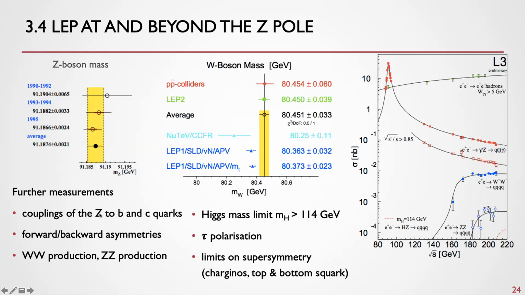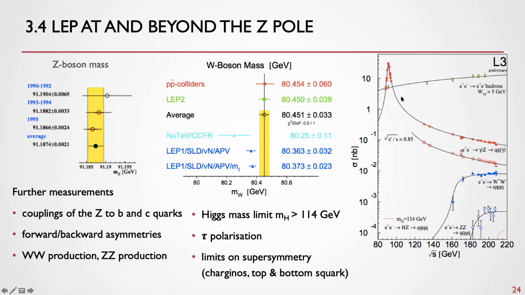For example, the coupling of the Z to the bottom and the charm quarks is something we exploit every day at the LHC. The forward and backward asymmetries: the standard model predicts that the events are symmetric if you exchange electrons and positrons. This has been tested to very high accuracy. Production of 2 W bosons or production of 2 Z bosons. You see here a result, one of the famous plots from LEP.